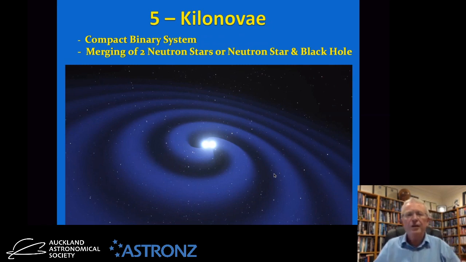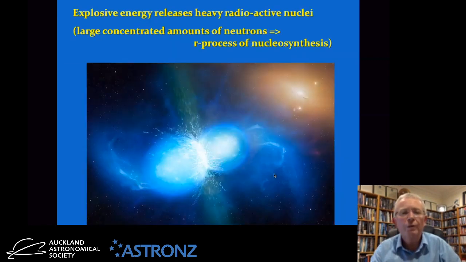Now that leads us on to kilonovae. Once again, you've got a compact binary system, but this time you've got merging of either two neutron stars going around one another that eventually merge, or a neutron star and a black hole in a close binary system going around each other, eventually merging. And you get a kilonova in one of these scenarios. So let's explore a little bit more.